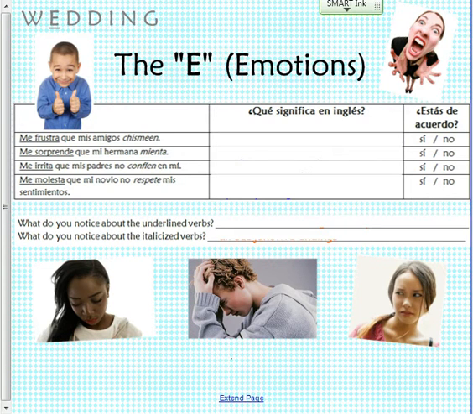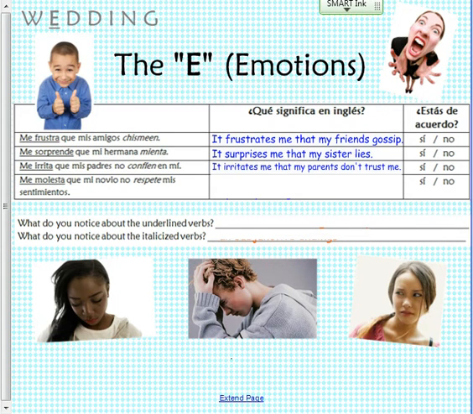Okay, let's see how you did. Me frustra is a cognate, kind of sounds like frustrated, so it means it frustrates me that my friends gossip. Me sorprende, it surprises me that my sister lies, comes from the verb mentir. Me irrita que mis padres no confían en mí. Another cognate, me irrita, means it irritates me. Me molesta que, it bothers me that my boyfriend doesn't respect my feelings. And of course, in the right-hand column, you would circle sí or no for each of these, depending on whether those things are true for you.